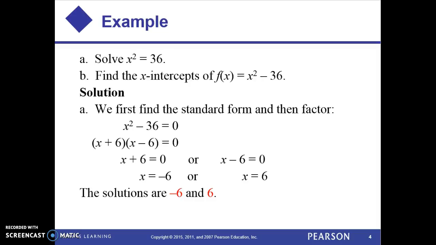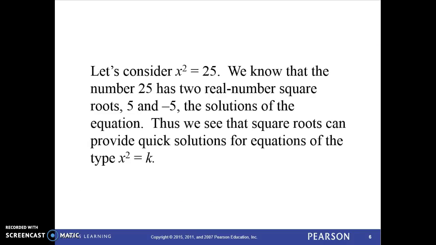But we also know that if we take the square root of both sides, we're going to get x is plus or minus 6. So that's another way to look at those types of problems. So if there is no middle term, that's probably the easiest way to do those types of problems. Here's another one. X squared equals 25. So again, we know that there are going to be two square roots of that, positive and negative 5.